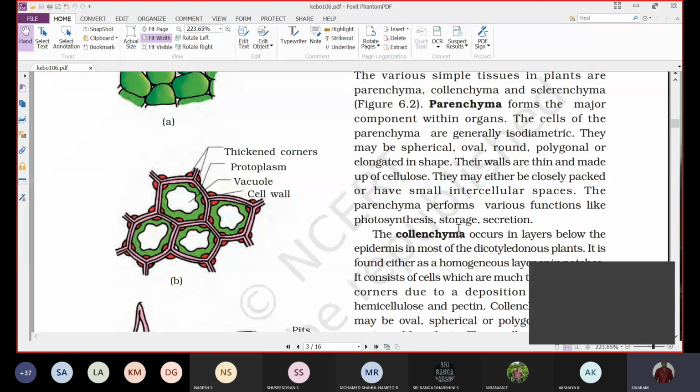Parenchyma forms the major component within organs. Parenchyma is the major type of tissue among the living tissues in case of plants. And one thing you have to remember, in plants, we find both living as well as dead tissues. That means we'll find both living cells as well as dead cells. A plant body consists of both living cells and dead cells. Both are having equal importance.